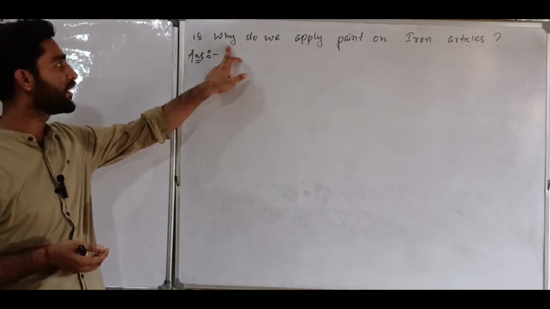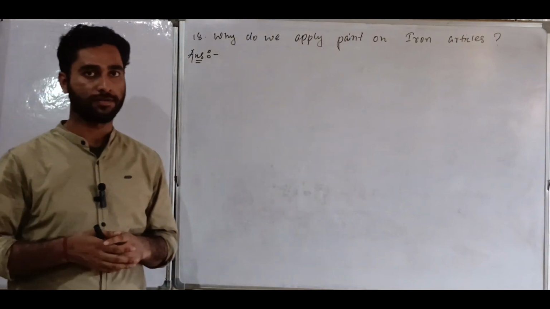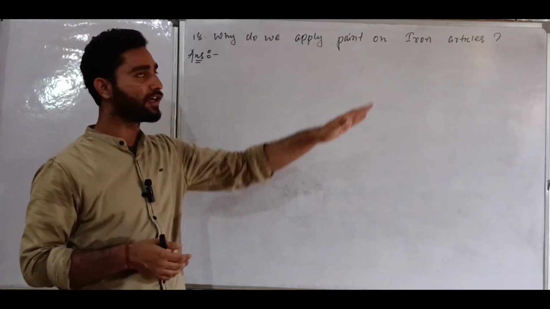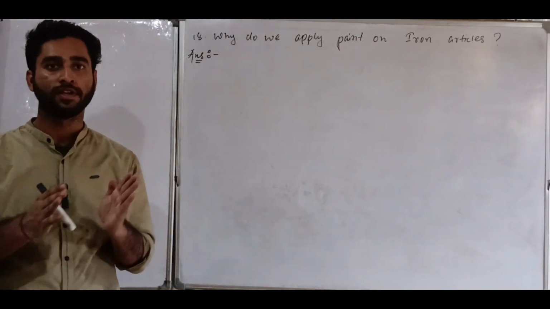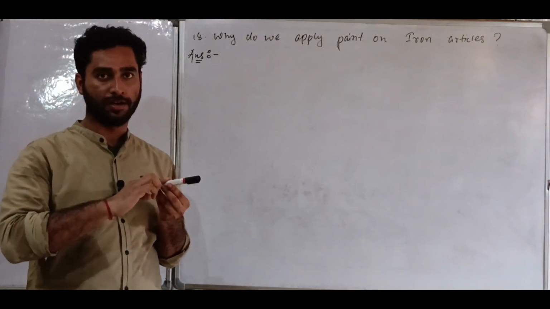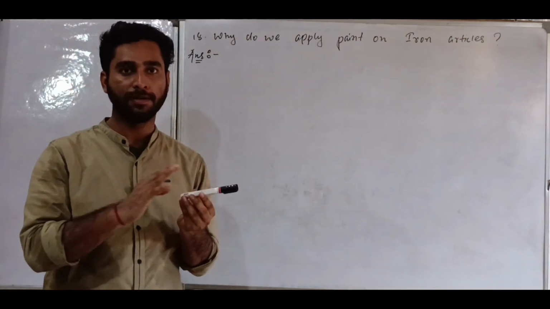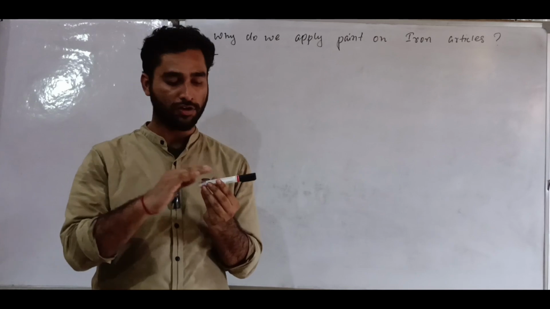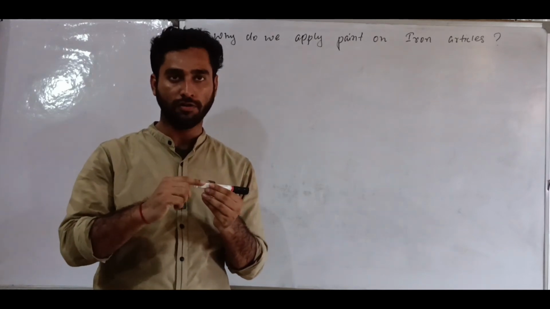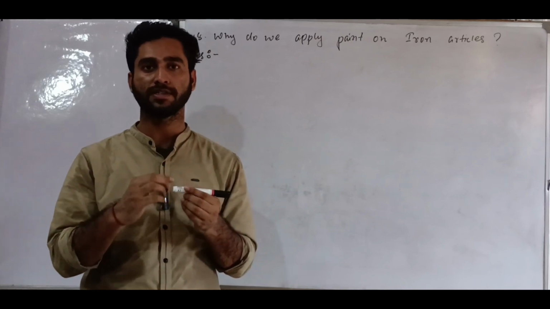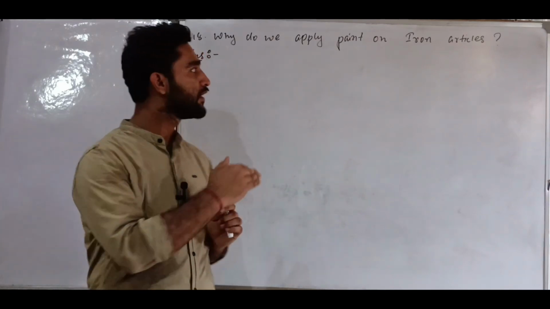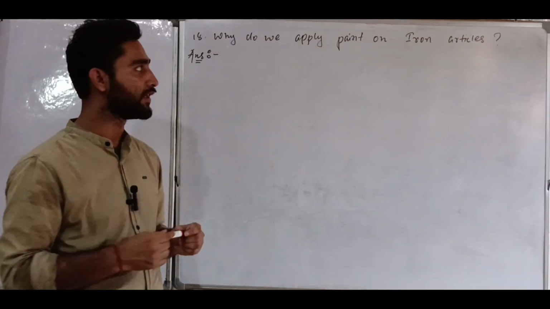This question is related to the rusting of iron. The question is, why do we apply paint on iron articles? So this paint acts as a protective layer. Generally, if we leave the iron object, it comes in contact with the moisture or the air, and it forms a layer of ferrous oxide, which is the rust. So to prevent the iron object from getting oxidized, we apply paint on iron articles.